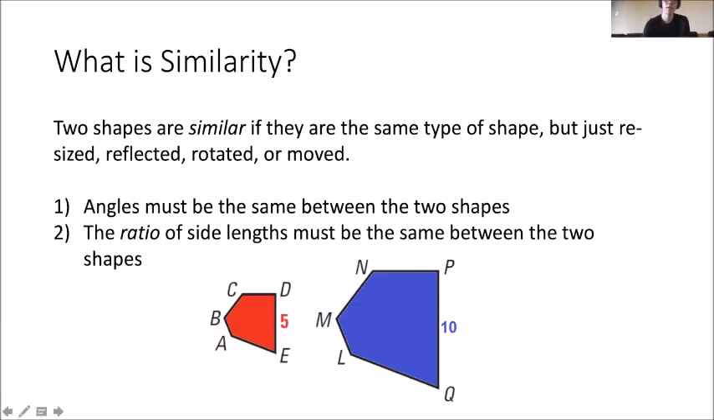So if you look at this red polygon and this blue polygon, they are similar with a scale factor of 2. All the angles are the same, and all the side ratios are the same.